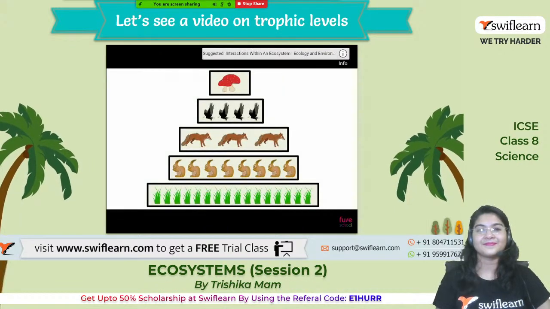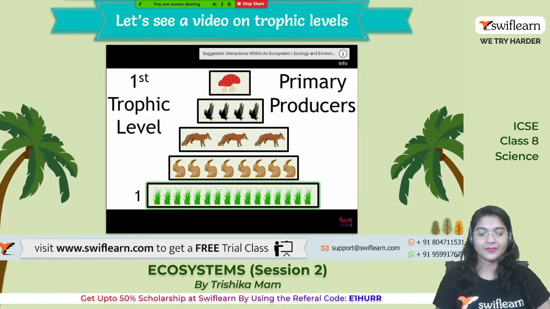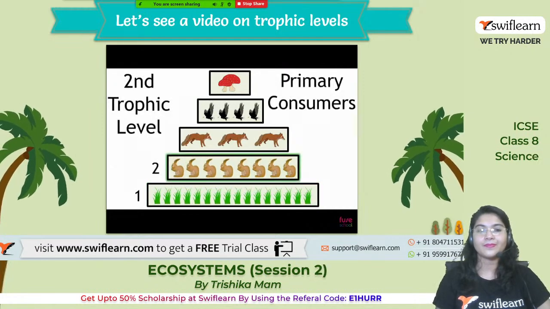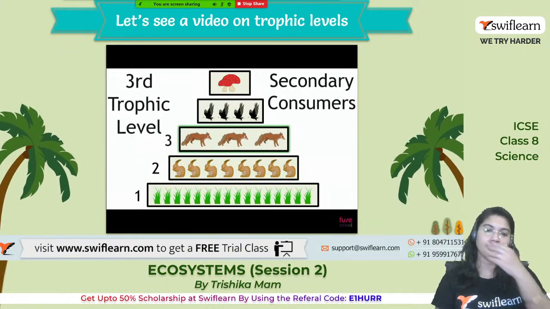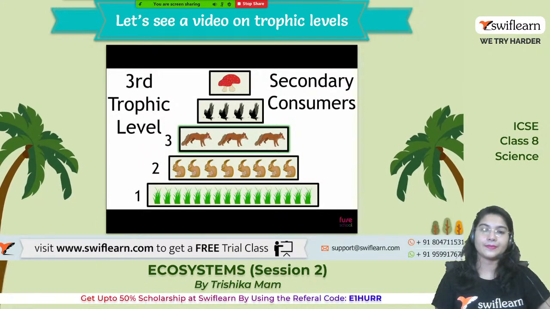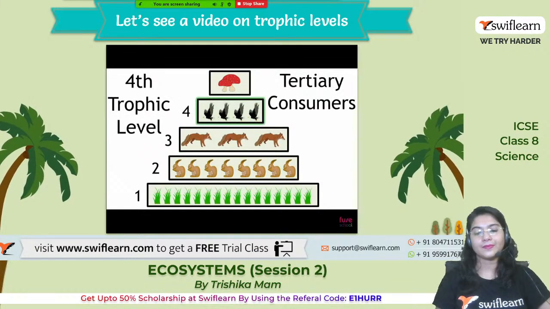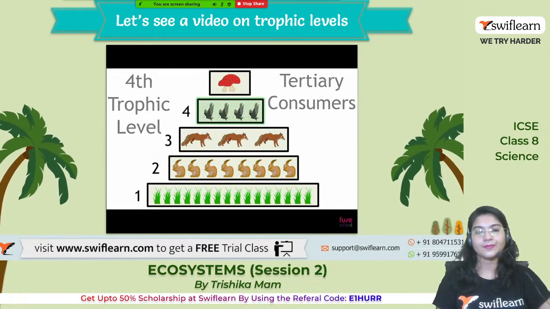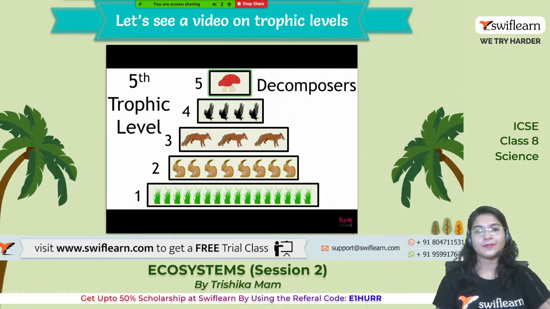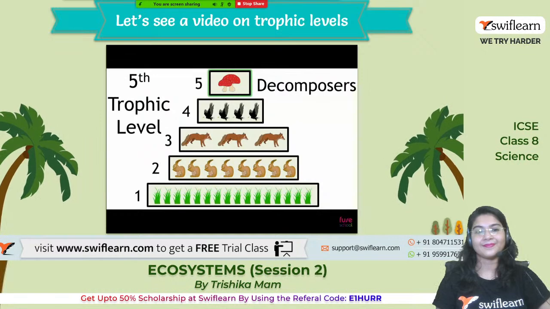Now let's look at the trophic levels in this community. The first trophic level is the primary producers, the grass. Level 2 is the primary consumers, which is the rabbits. The third trophic level is secondary consumers, which in this example is the fox. Followed by the eagle, which is the tertiary consumer, level 4. We've included decomposers as trophic level 5. In this example, it's the fungi.